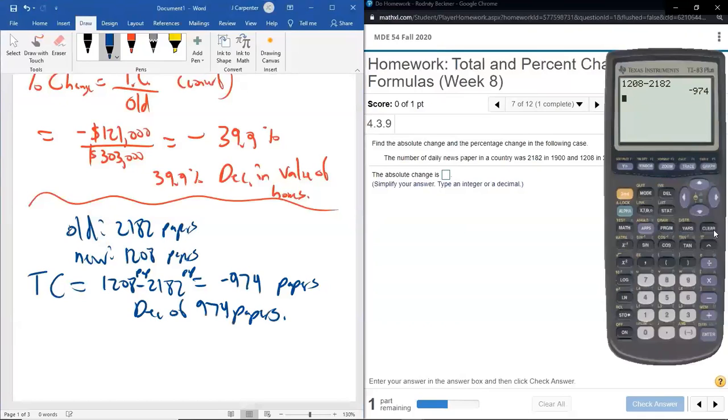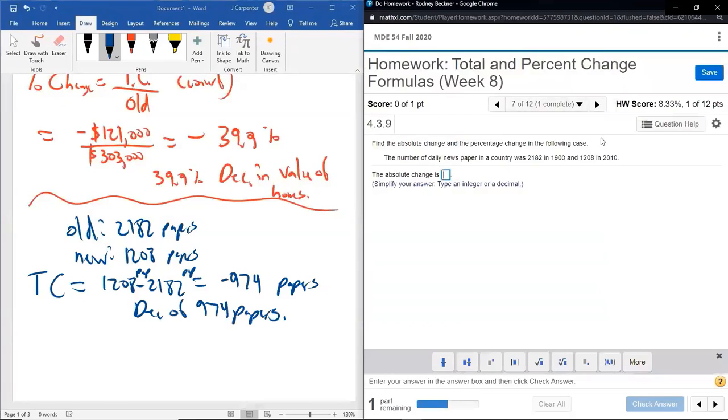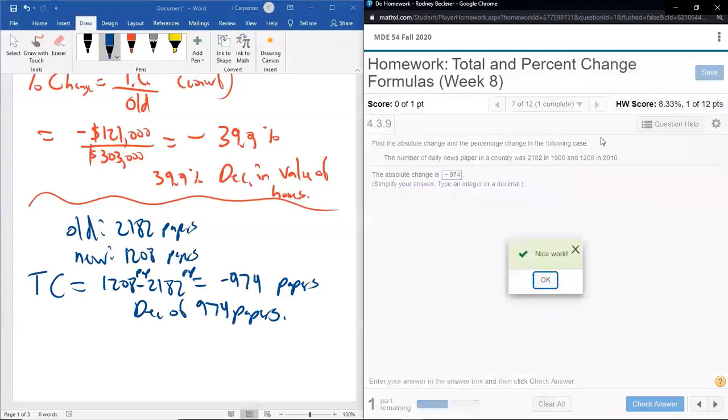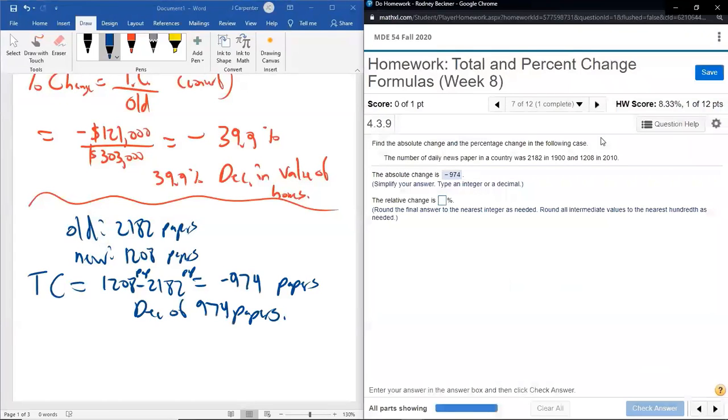Why is that? Because of the internet, right? So make sure you get your sign in there, negative, and then 974. That should be our answer. There we go. There's our absolute change. And that would be 974 papers that's decreased. But again, my math lab is ignoring that aspect.